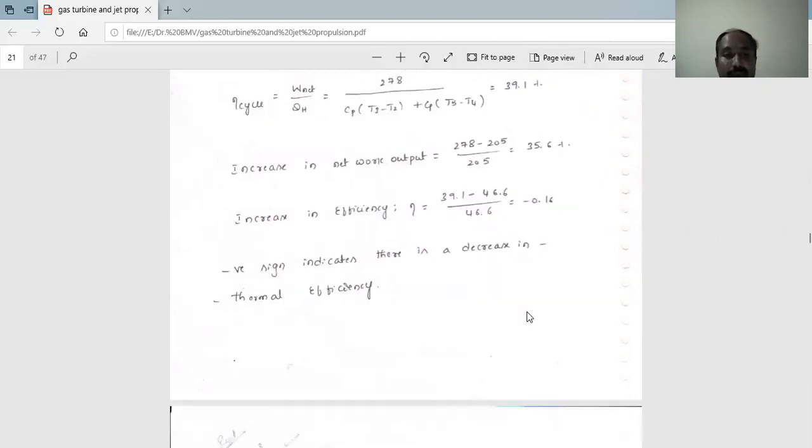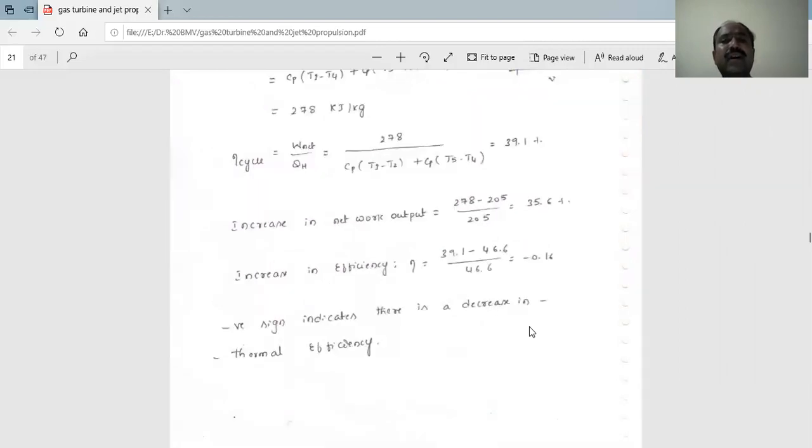This is all about a simple problem on a simple gas turbine compared with the reheating gas turbine cycle. In the next class, we will solve three or four problems based on different conditions. Okay, now I'll stop here.